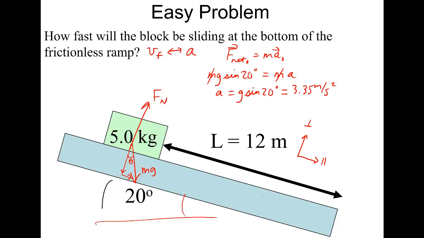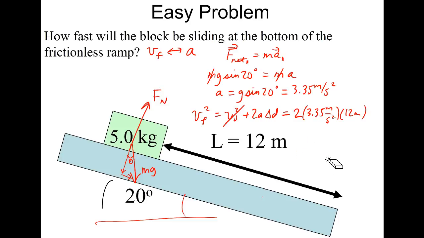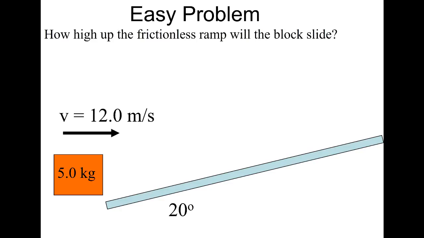Now, in order to get the final speed, we can use the forgotten equation and say that V final squared is equal to V initial squared plus 2a delta d. V initial is 0, so 2, 3.35, and 12 meters. Multiply that out and take the square root, and we get V final is approximately 9 meters per second, give or take. Okay, we'll do another relatively simple problem.